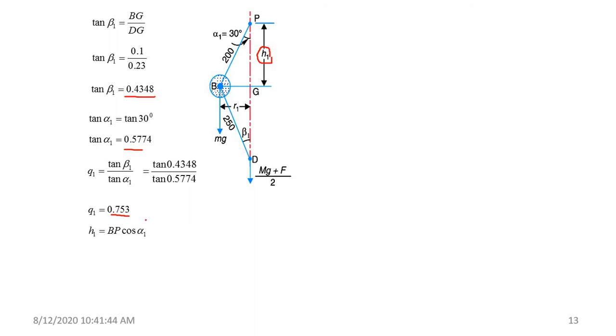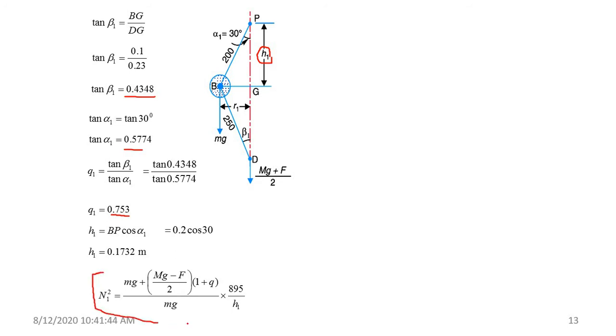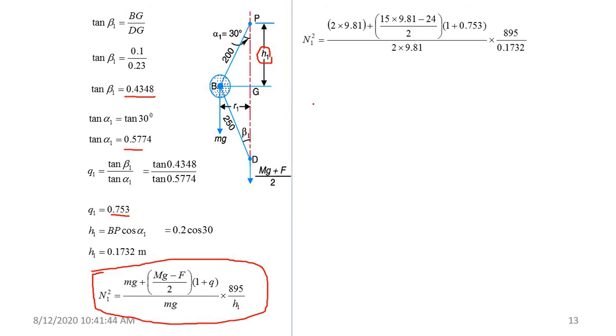PB cos alpha 1 gives the H1 value. For the minimum speed, we can apply this minimum equilibrium condition formula and easily find the minimum equilibrium speed. You know the mass value 5 kg, capital M value 15 kg, friction value 54 Newton, and the Q value is 0.753, then the height is 0.732. Similarly, we can find N2, the maximum equilibrium speed.